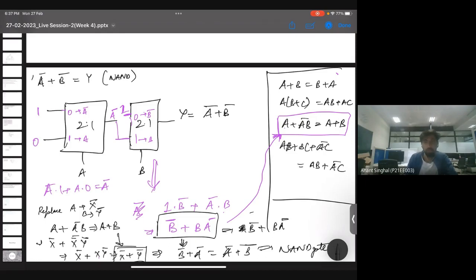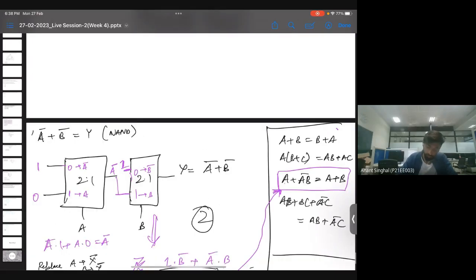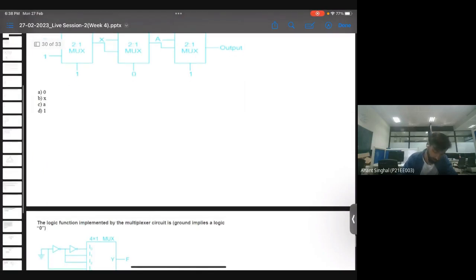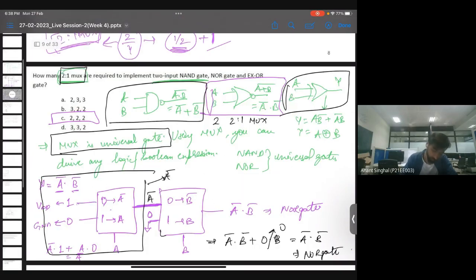Is it clear? The NAND gate? Please respond if it is clear. Okay. So for NAND also we require two mux. So can anyone tell, okay, let me go back. Can anyone tell for the XOR gate, what will be the inputs to the two muxes?